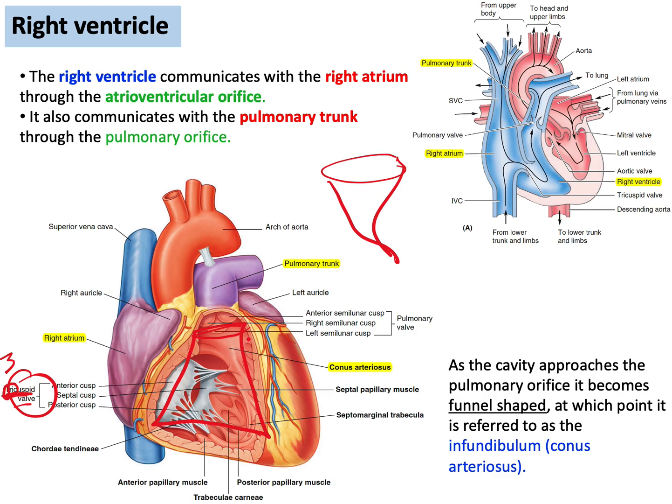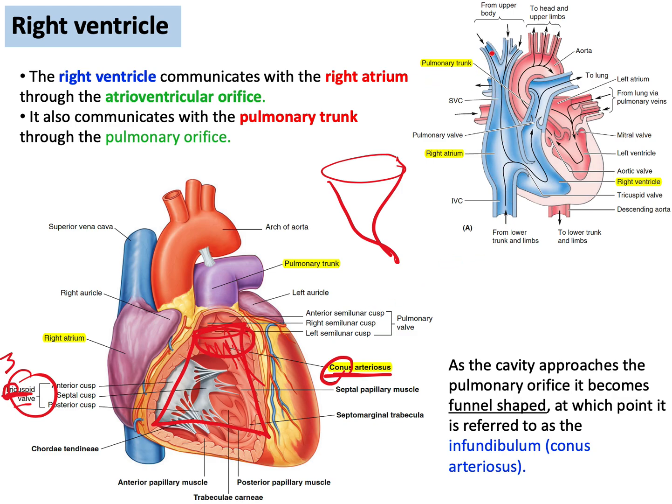And this part of this funnel that's closest to the pulmonary trunk, this area is known as the infundibulum, or conus arteriosus. Conus arteriosus, from cone shape. Conus arteriosus, which is a smooth area.